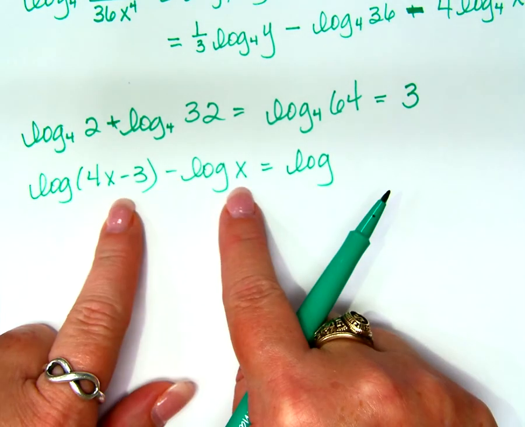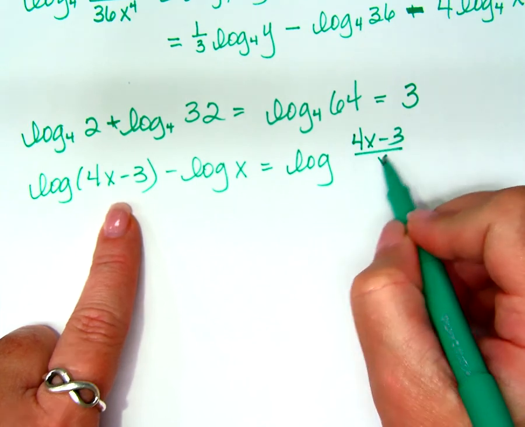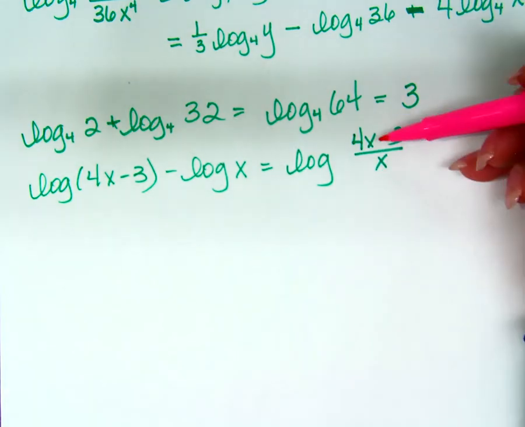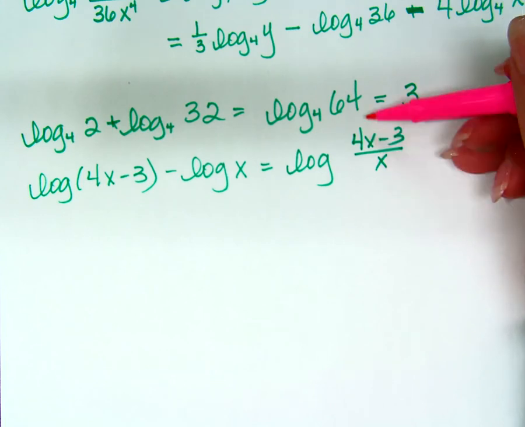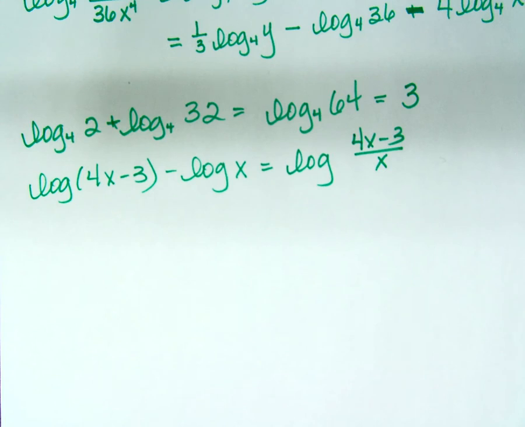What do I do with these two things? So 4x minus 3 over x. Can that be simplified? Can you cross out these x's? You cannot. Some of you just made me very happy. Some of you made me cry, because we worked on that a lot last year.